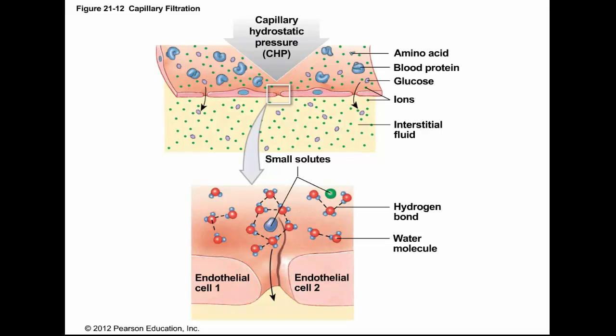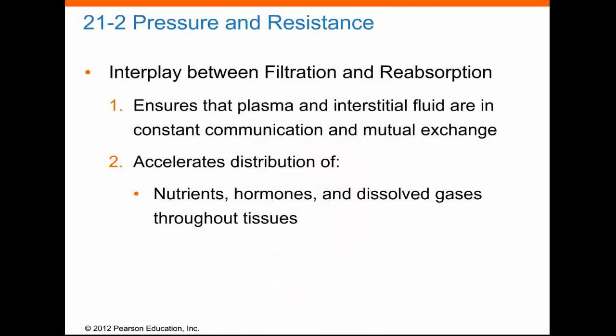And if we look at that little square box down below, we can see that we've got small solutes that are able to move through these small compartments. So that's how some nutrients move through the capillary beds and into the interstitial space and then into the cells. So there's an interplay between filtration and reabsorption that ensures that plasma and interstitial fluid are in constant communication and mutual exchange. And it does accelerate the distribution of nutrients, hormones and dissolved gases through the tissues when things are all working well.